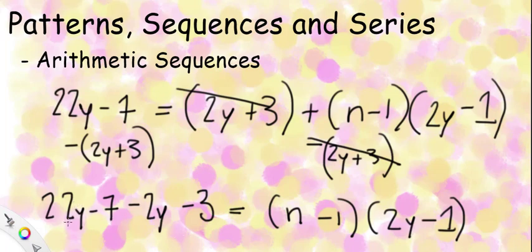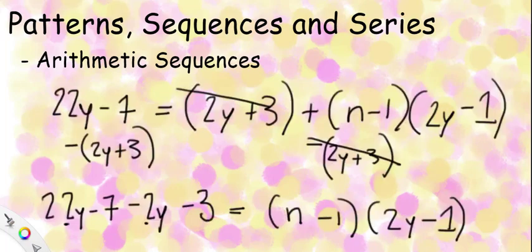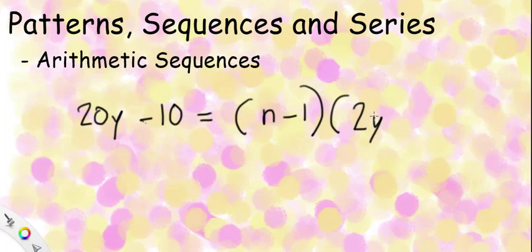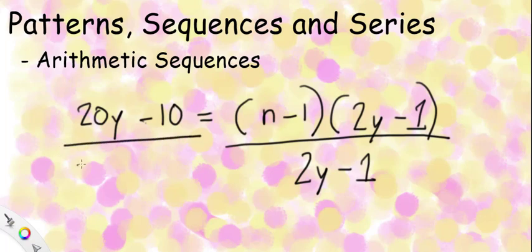Let's group like terms now. We have 22y minus 2y, we get 20y, and we get minus 7 and minus 3, that is minus 10, should equal (n minus 1)(2y minus 1). Okay, and because we're solving for n, we're trying to isolate the n, so the next thing we do is we divide everything by 2y minus 1. On this side we do the same as well, we divide by 2y minus 1.